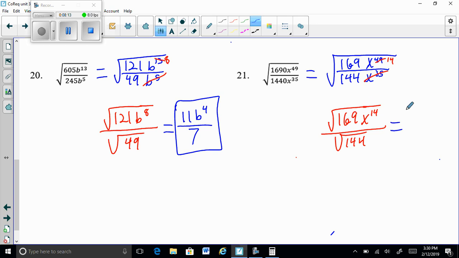And so the square root of 169 is 13. Square root of x to the 14th is going to be x to the 7th. And then the square root of 144 is 12. All right. And that is it.